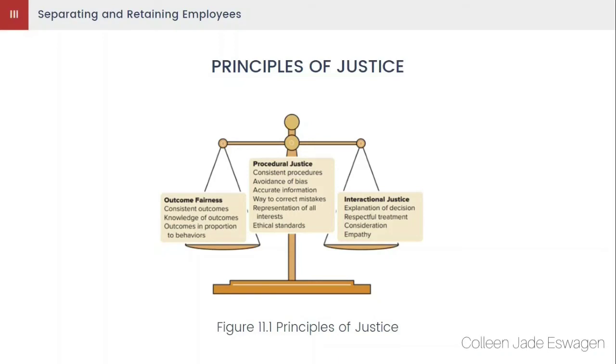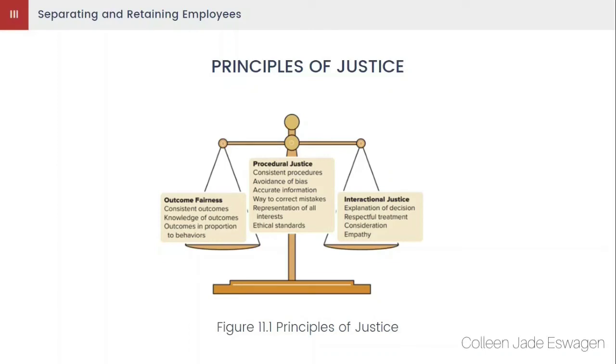First, the outcome fairness is where circumstances for one employee should be equal with those for other employees. Employees experience distributive justice when they think that results are fair. These results can be measurable like pay or intangible like appreciated remarks. Distributive justice arises when workers feel they are being paid fairly or treated equitably.